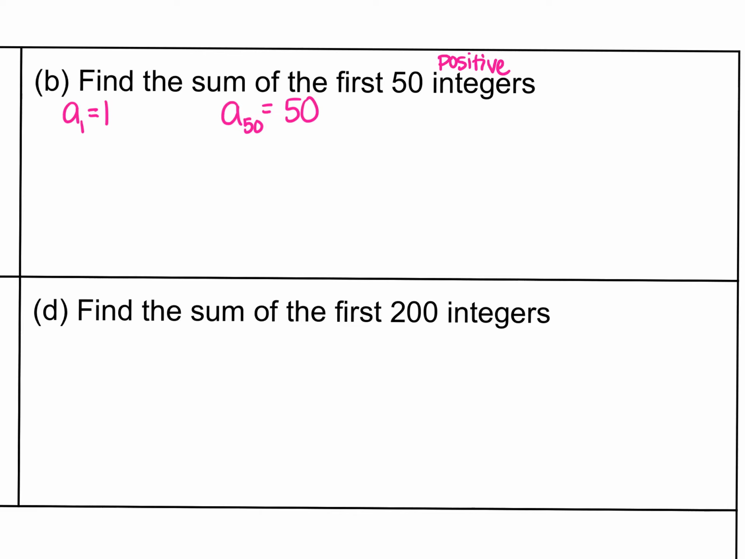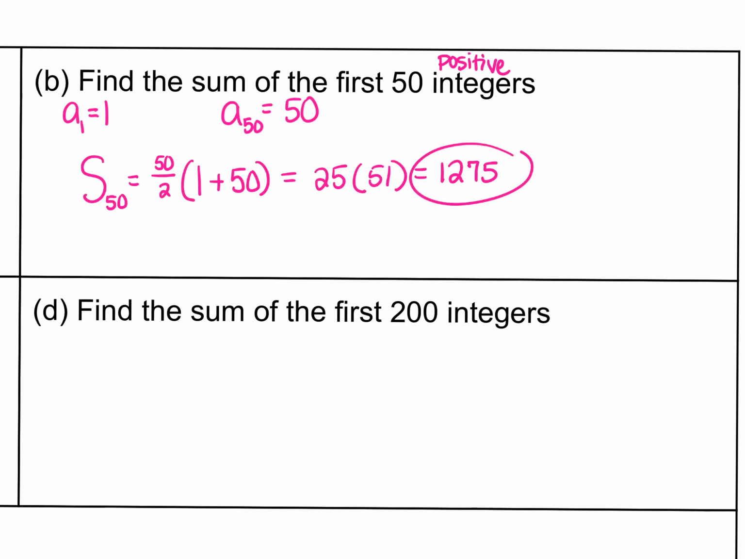So our sum of the first 50 integers using our formula will be n, which is 50, divided by 2 times the first integer plus the last integer in that sequence. So that gives us 25 times 51, which is 1275. Okay, and we're quickly able to find that sum.